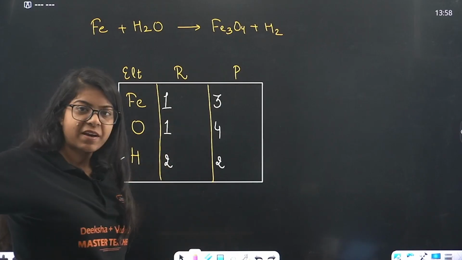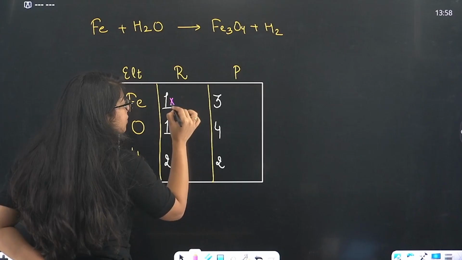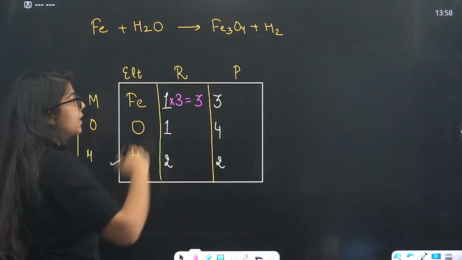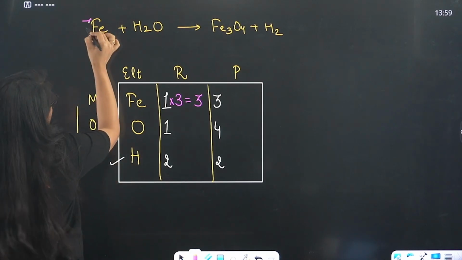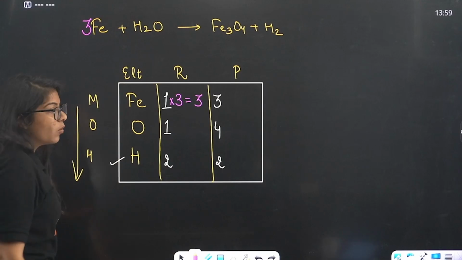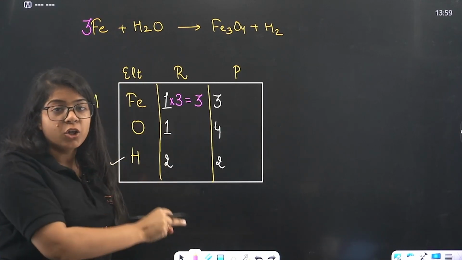1, 2, 3, 4, 5, 6, 7, 8. Right? But can I multiply this by 3? Then the total iron will become 3, and iron here is also 3, so it will be balanced. Right? So I will put 3 here. Can I put 3 inside the formula? No, I can't. We won't do that. We put the number in front of the element.